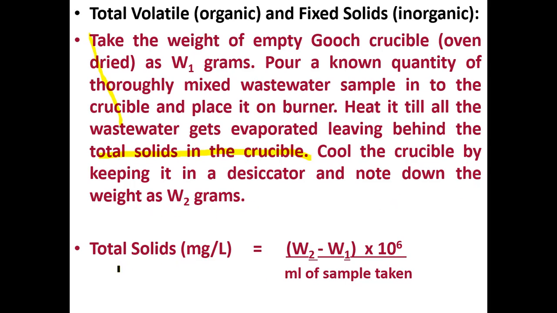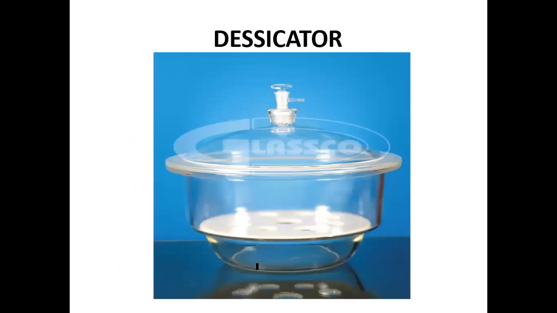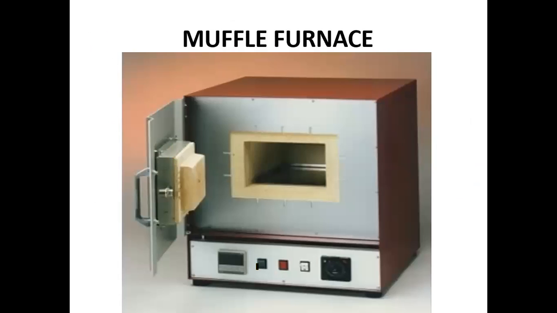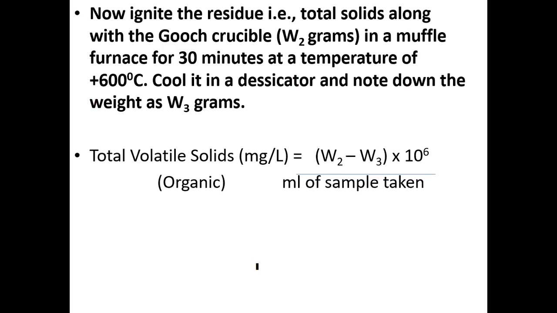So this is the calculation done for total solids, and the procedure remains exactly the same till this point. Once you get total solids, that same crucible you have to keep in a muffle furnace. You ignite the residue, that is the total solids found in the W2 weight of the crucible, in the muffle furnace for 30 minutes at a temperature of 600 degrees centigrade.